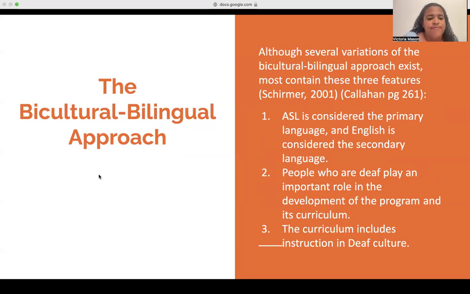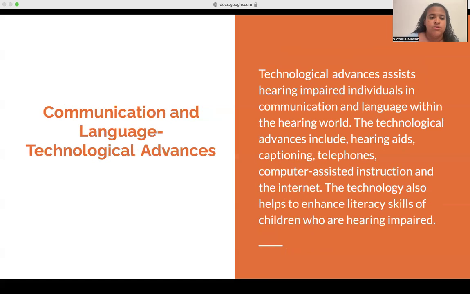And next we have the bicultural and bilingual approach as another intervention. Although several variations of the bicultural and bilingual approach exist, most contain these three features. The first one is ASL is considered the primary language and English is considered the secondary language. Next, people who are deaf play an important role in the development of the program and its curriculum, and the curriculum includes instruction in deaf culture.